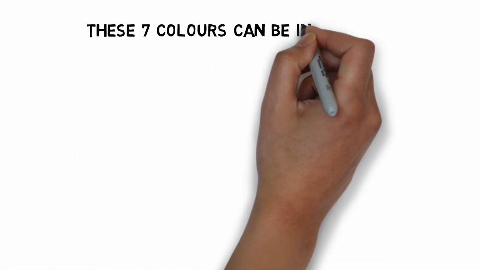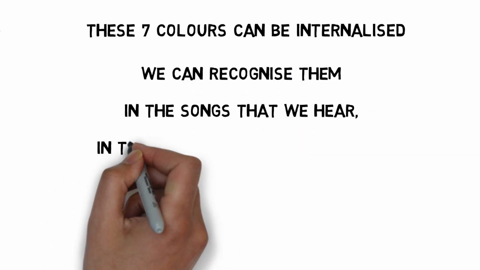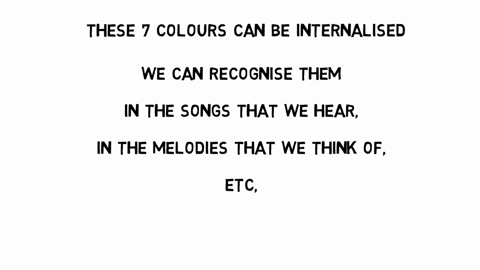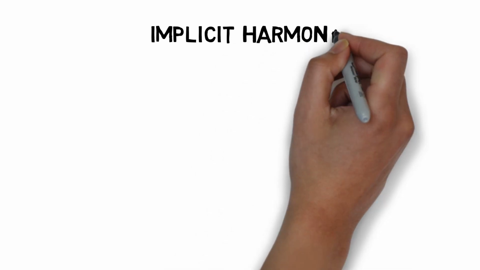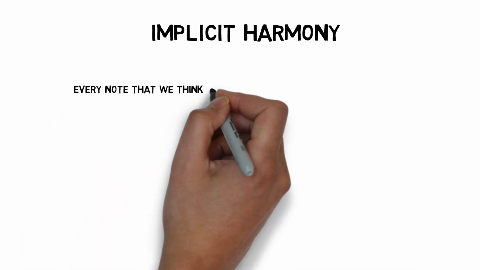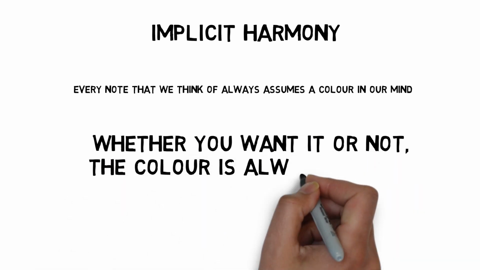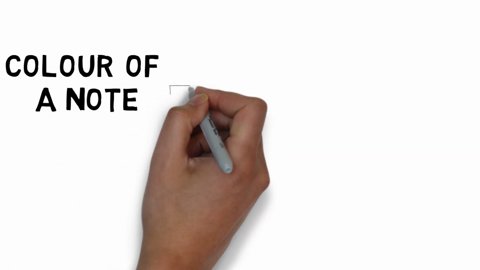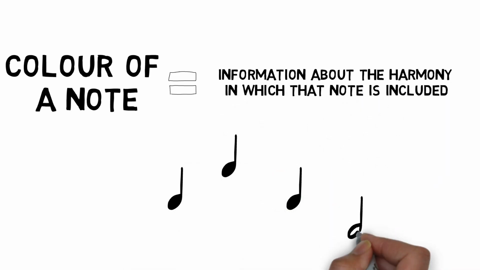These 7 colors can be internalized, so we can recognize them in every song that we hear, or in every melody we think of. Now, after all these explanations, you'll be more ready to understand the topic about implicit harmony that I told you before. Every note that we think of always assumes a color in our mind, regardless of our will. The color represents all the information about the harmony in which that note is included. You can think of the color as a kind of halo that surrounds the note.